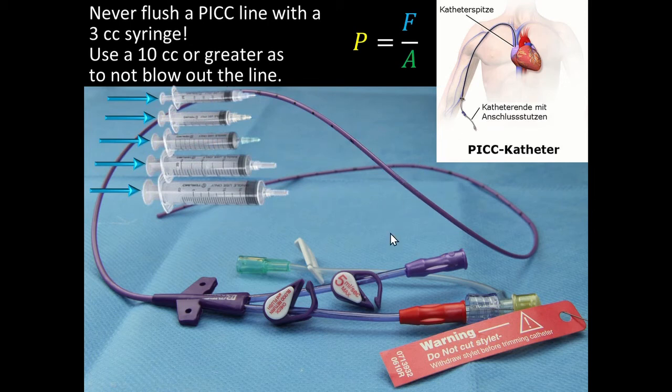Not a good idea. It says also right here that you don't want to push more than 5 milliliters per second. So when you flush this line, you have to do it slowly so you don't create too much pressure.